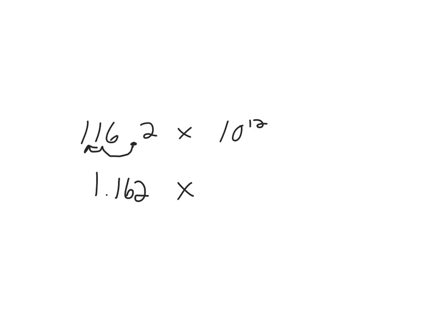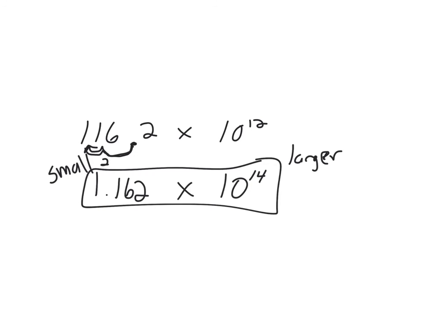Okay, and what happened, I went from 116 to 1.16, so that means I made this number much smaller. So that means the base of 10 needs to be made larger. And this time it doesn't need to be made larger by 1, it needs to be made larger by however many times I move this one. Well, I moved this one twice, so I need to move it up 2 from 12, and I need to make it 14. All right? That's kind of an advanced example there at the end, but that's how you use your exponent rules to multiply scientific notation together.